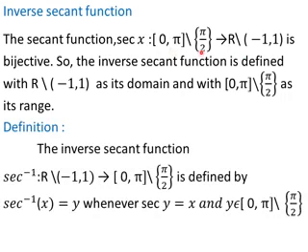Definition: the inverse secant function is defined from R difference open interval minus 1 comma 1 to closed interval 0 comma pi difference singleton pi by 2 and is defined by secant inverse x is equal to y whenever secant y is equal to x. And here the x value is taken from this interval and y value lies in this interval.